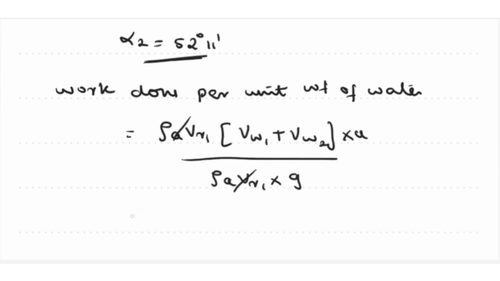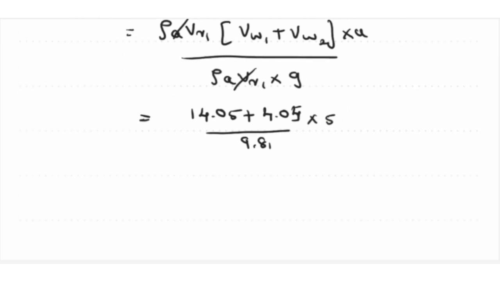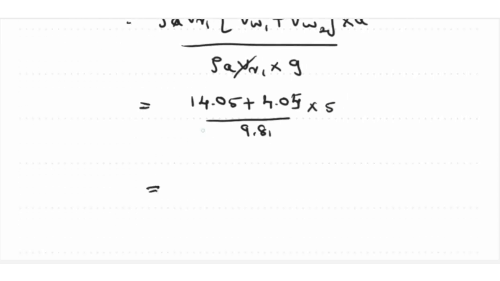So this and this get cancelled. So VW1 is equal to 14.05 and VW2 is 4.05, divided by 9.81 which is G, into U which is 5. So you have to substitute here, multiply, and we'll get the answer is equal to 9.21 Newton meter per second.